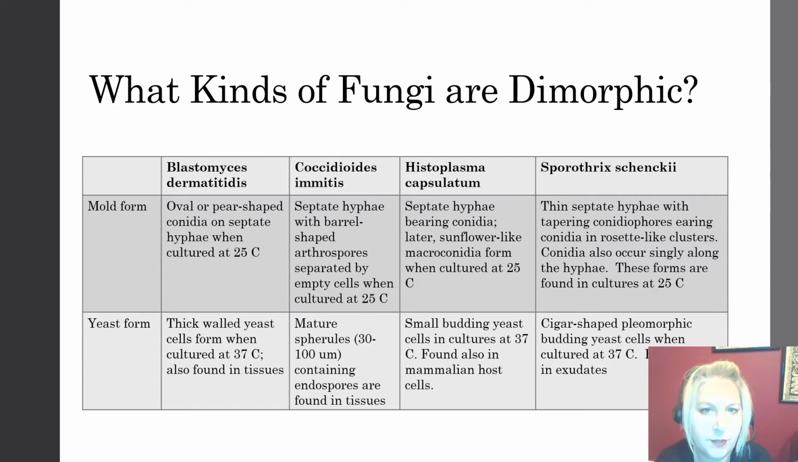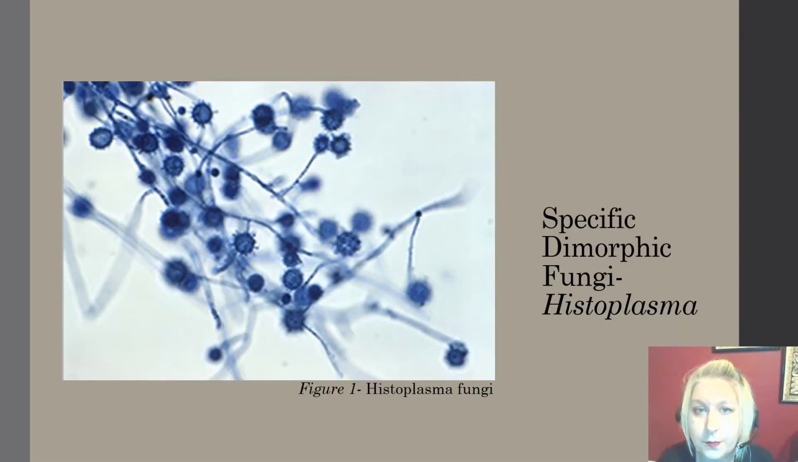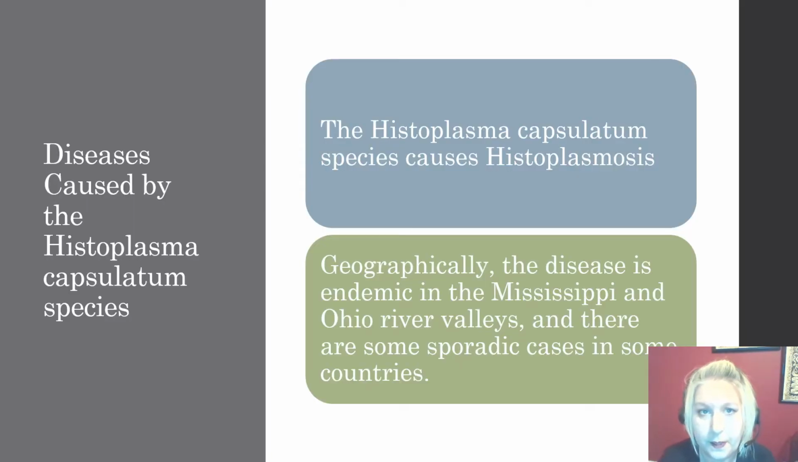There are 4 different types of fungi that are dimorphic. On screen, the chart indicates the morphology of each species, as well as how to better identify it within fungal culture testing. Today we will be discussing just one of these dimorphic fungi, Histoplasma. Histoplasma capsulatum species is the cause of histoplasmosis, and we will also cover some of the common clinical signs, methods of transmission, as well as treatment and prevention of the disease.